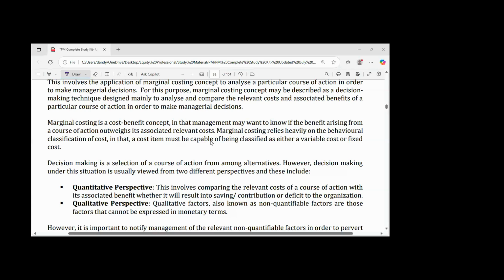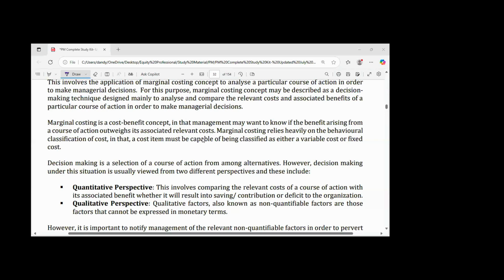All right. Of course, the other part is the qualitative factors. The qualitative factors are also known as the non-quantifiable, non-monetary factors of the decision that is to be made. They represent those factors that cannot be expressed in monetary value. Any factor that you cannot quantify is what is called a qualitative factor. All right, so that is for that.